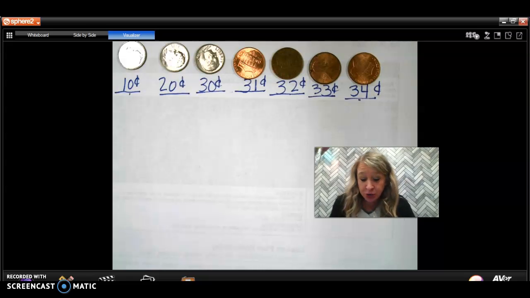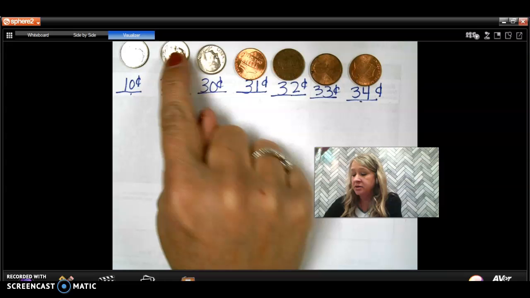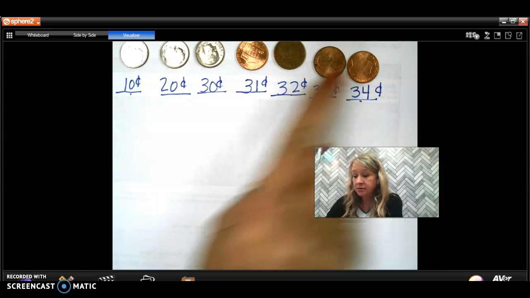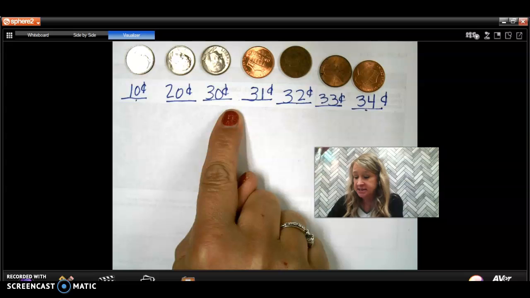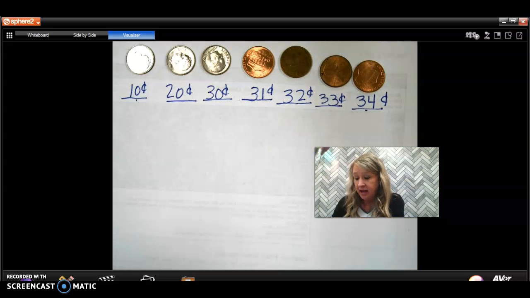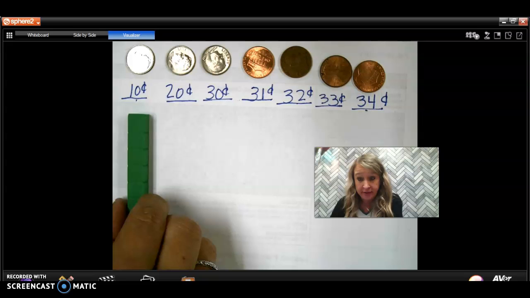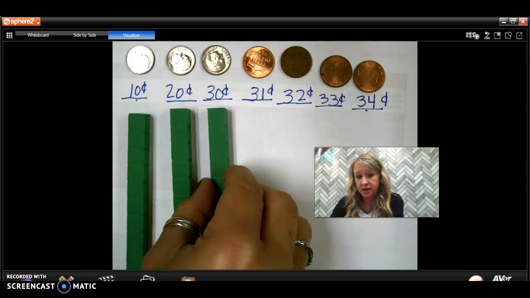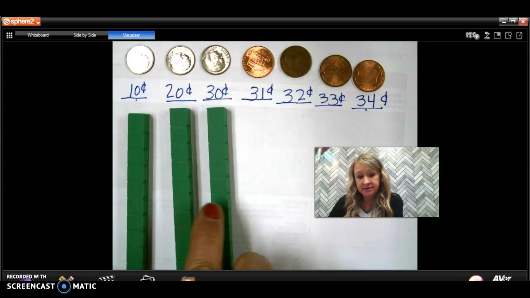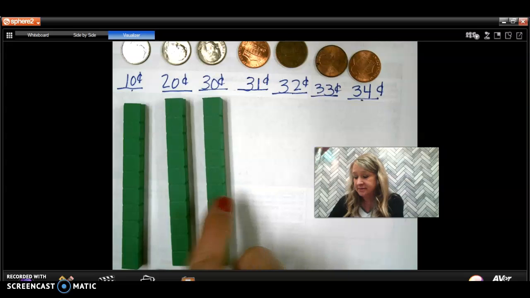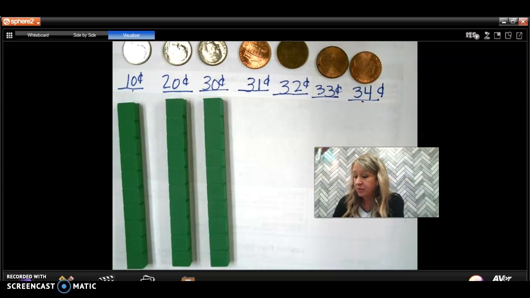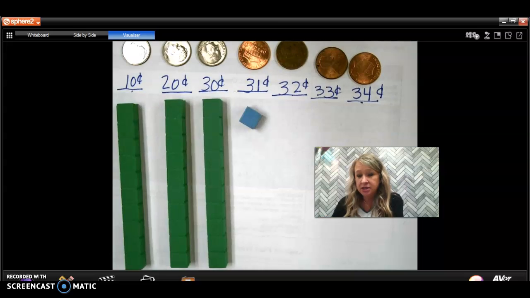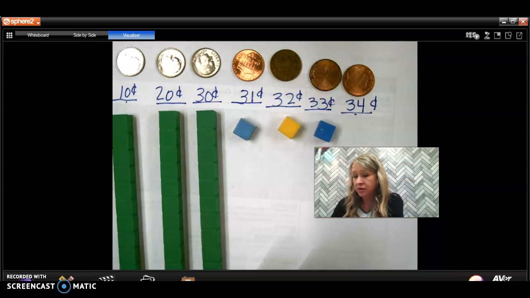So before I show you your assignment, let me show you how to use the place value blocks one more time. After you write the total amount under each coin, you are going to count by tens, count by ones, and then you're going to use your blocks. You will draw them. So there's 10, 20, 30, because each dime is a 10. Each long is a 10. Now the ones, the pennies, are units. Each of these is worth 1.